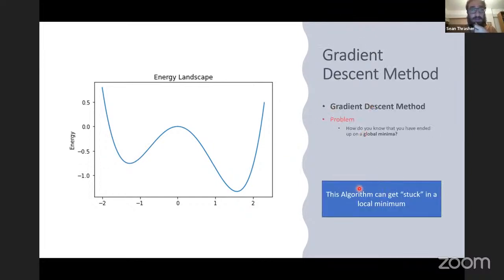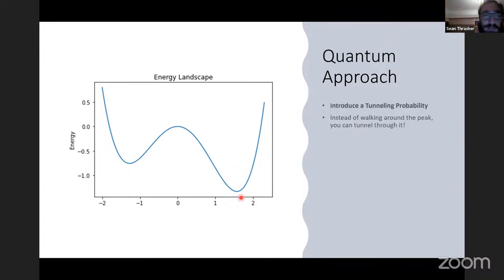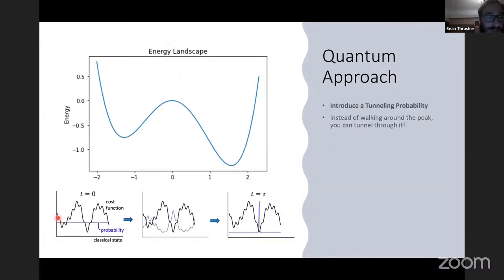So the algorithm can get stuck in a local minimum, as we said. So what you could do is essentially take random steps, left and right, back and forth, and then you decrease this fluctuation, and what will happen is you'll end up settling to the minimum. So this is a scheme of what's happening. This could be your cost function, and as you reduce your effective temperature, you'll end up at a global minimum.